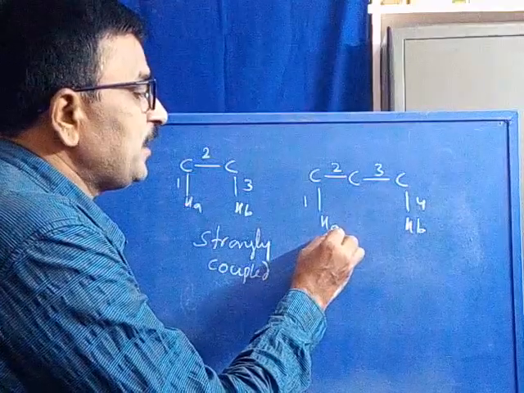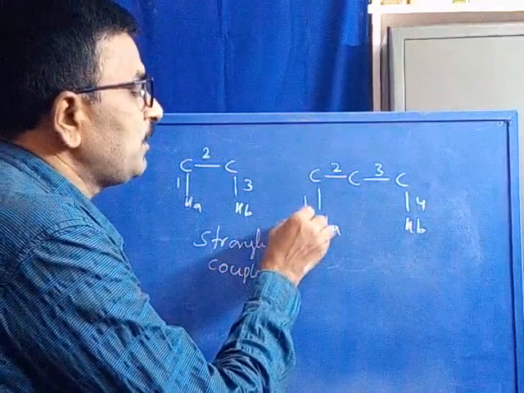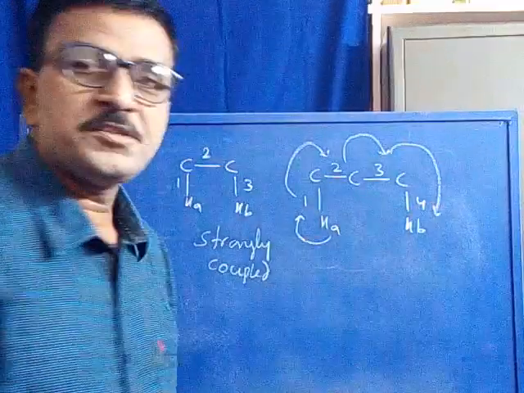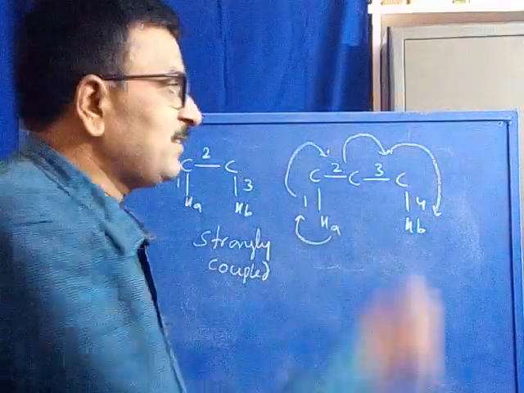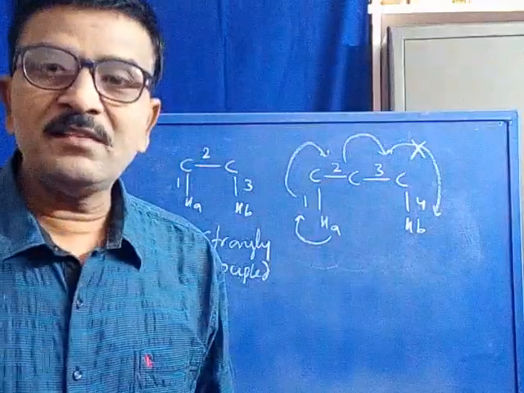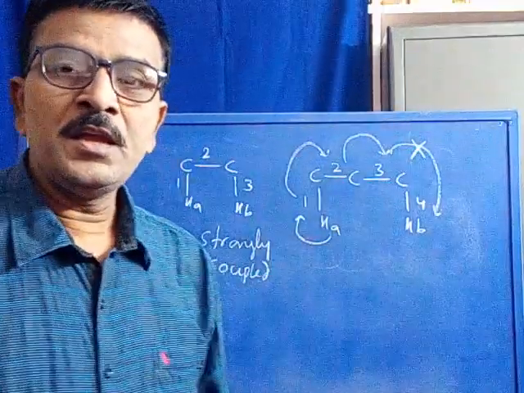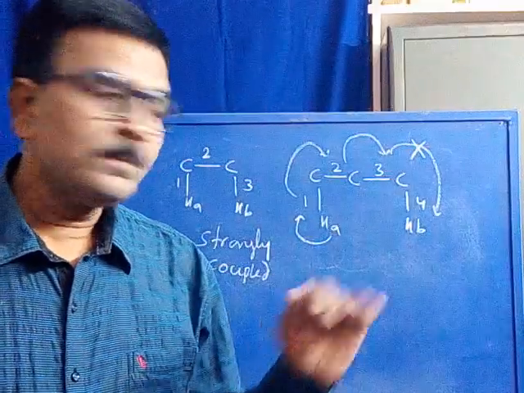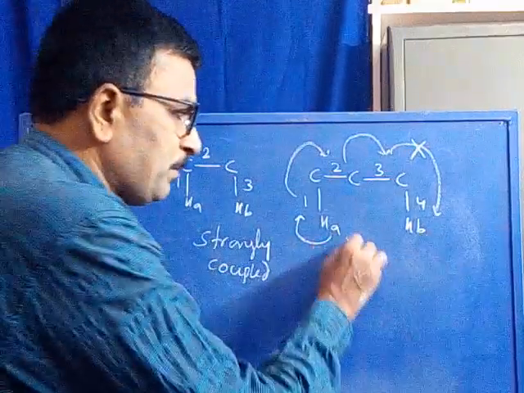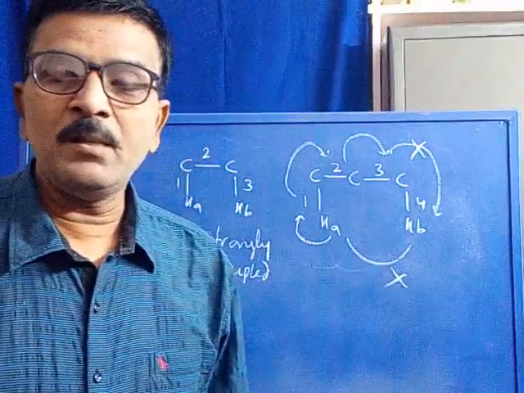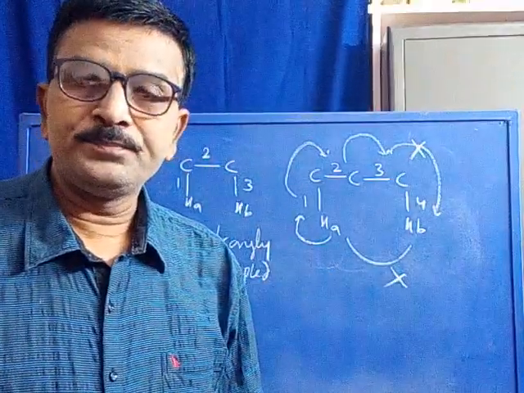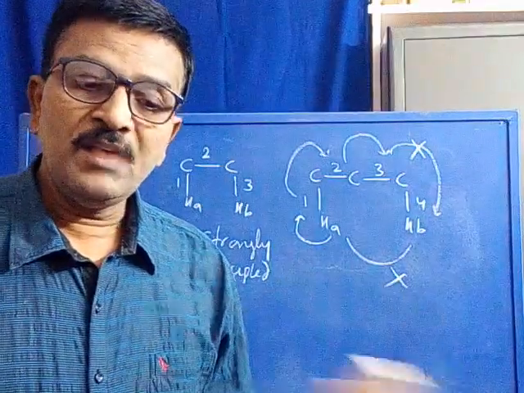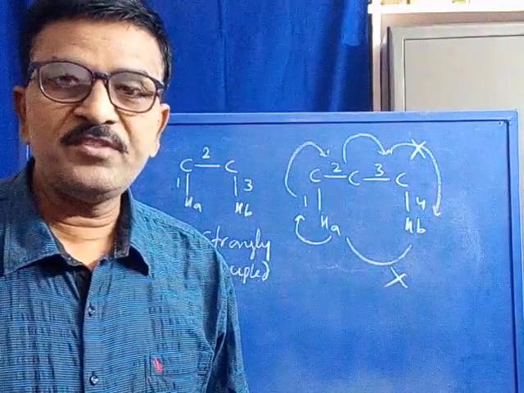Now a nuclear spin is transmitted from Ha hydrogen to Hb hydrogen, but it disappears before reaching the Hb hydrogen as the number of bonds is more. Therefore, AB may not be coupled. If coupled, it is weakly coupled. Almost not coupled. If coupled, it is weakly coupled. This is the first condition.